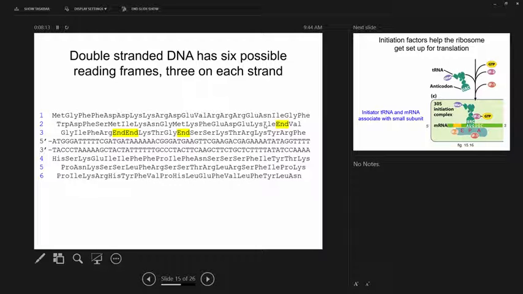Now, really, the ribosome only has to pick from these 3 reading frames or these 3, because the ribosome is going to be working on RNA, so there would only be 1 strand that was transcribed. But in DNA, there's actually 6. Yeah, question?